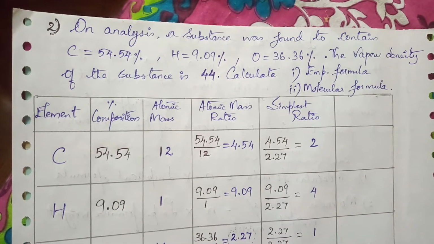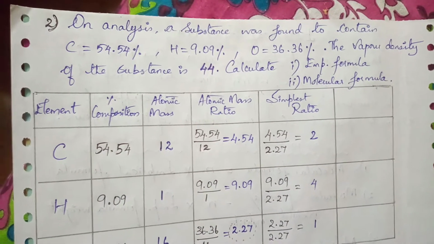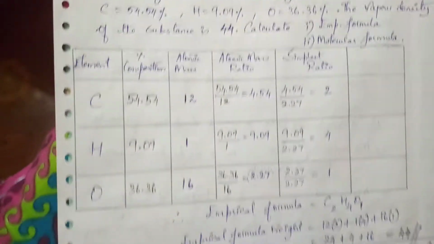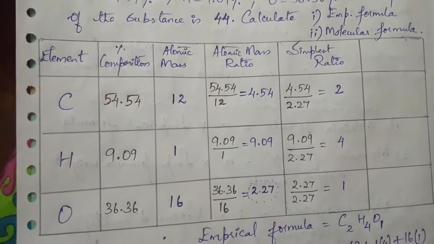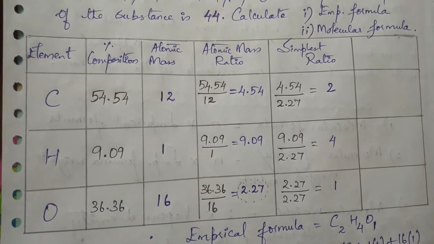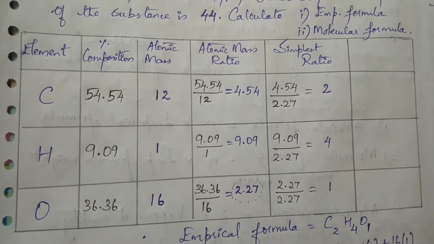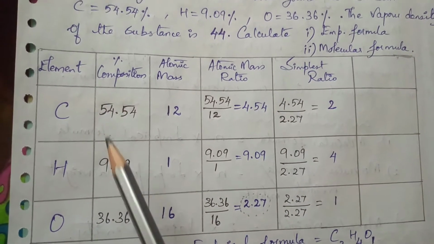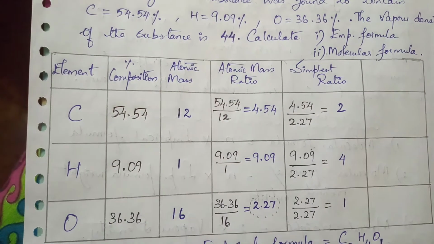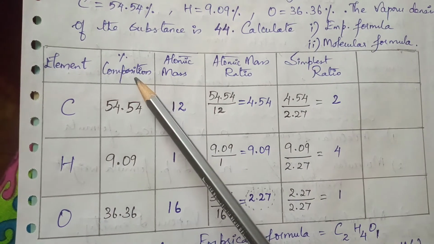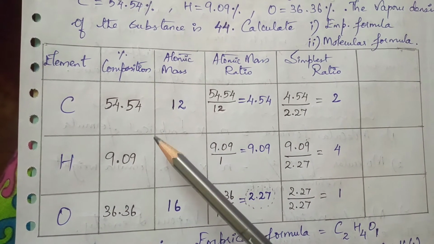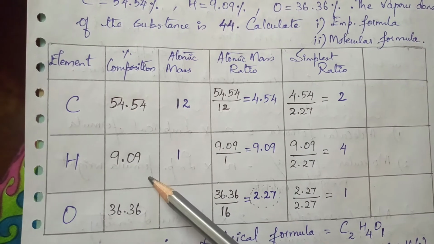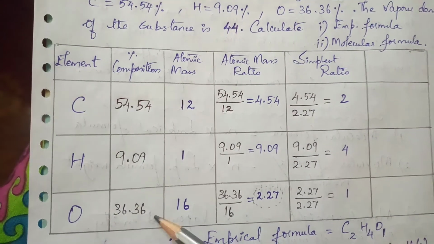So in this numerical, we need to make use of the formulas we have discussed earlier in the empirical formula. Now here we go with the answers. Whenever the empirical formula is asked, we need to create a table which consists of 5 columns. The first column takes the element. What are the elements listed here? Carbon, hydrogen and oxygen. The second column is the percentage composition, which has been given: 54.54% for carbon, 9.09 for hydrogen and 36.36 for oxygen.